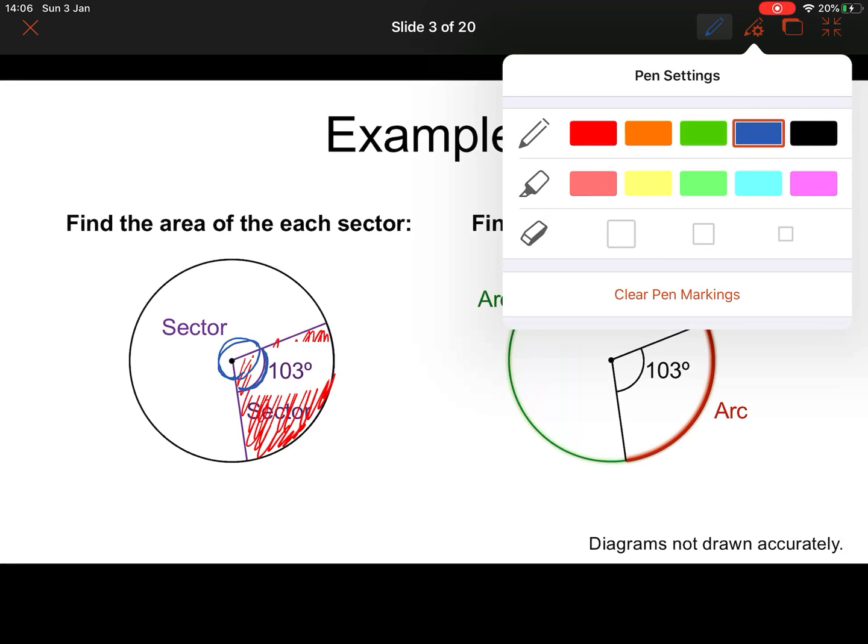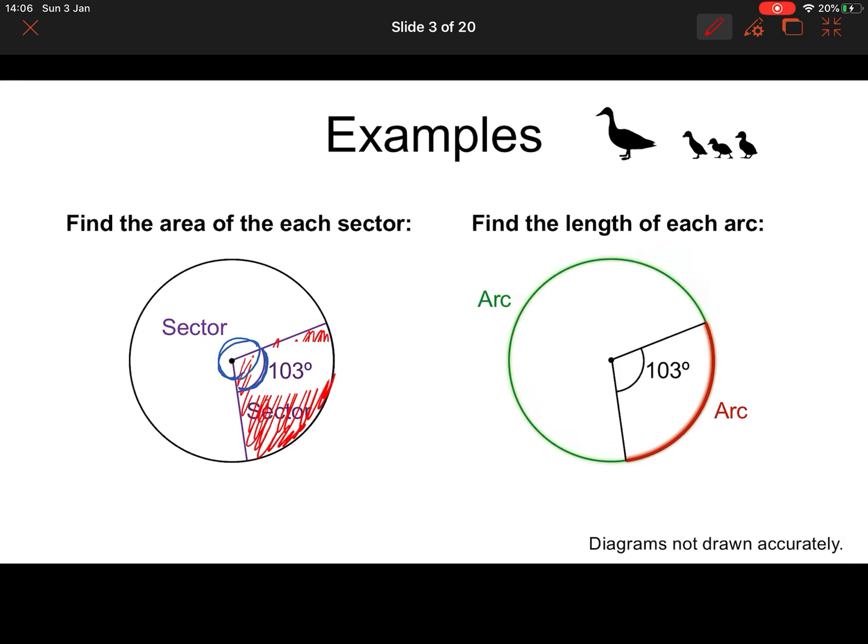Okay, so we can say that this sector is actually 103 360ths of a full circle. So all we're going to do is times that by 2 pi r, and that will give us that area. Okay, and it will be the same for an arc length. The arc length will be 103 360ths of the entire circumference. Okay, so there is the formula.